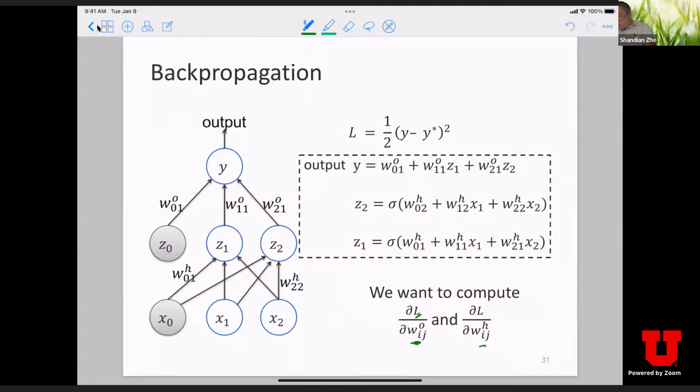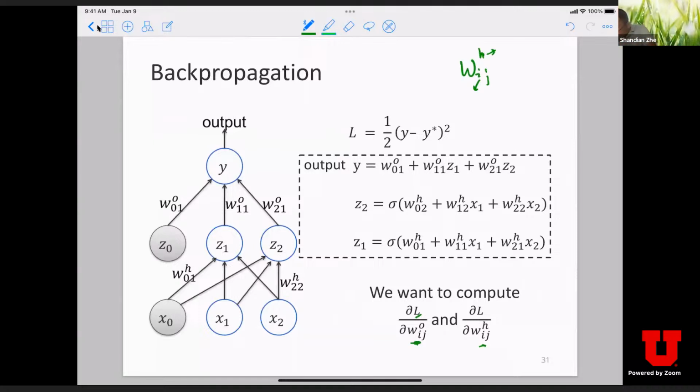So for edge weights, we have two types of notations. One is W_ig^h. The superscript h means the target layer, so there's one edge connecting to that layer. And i is the source node in the previous layer, and g is the target node in the target layer h, right?